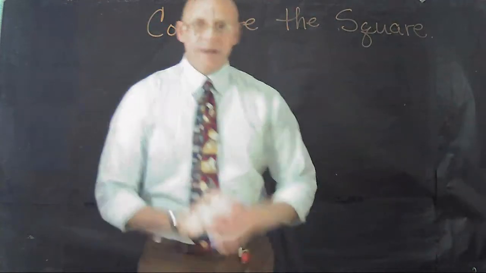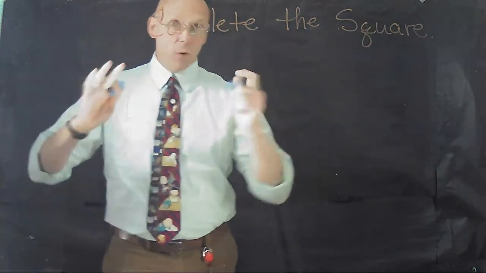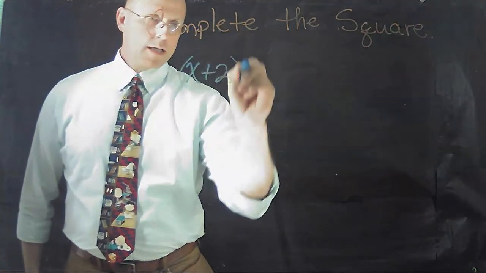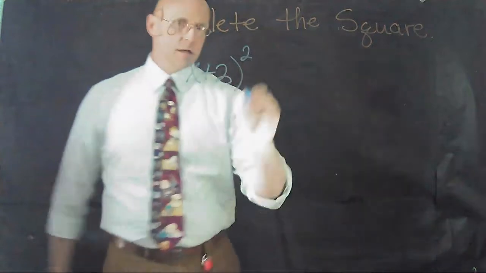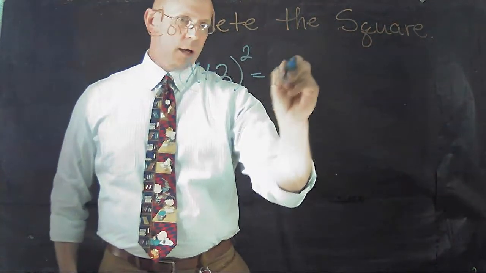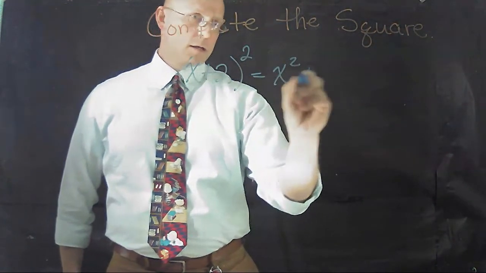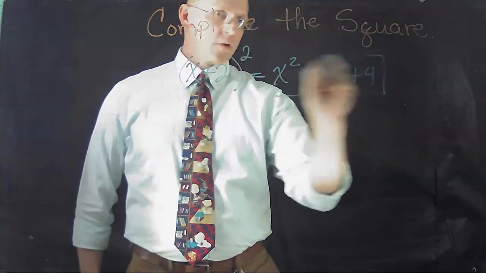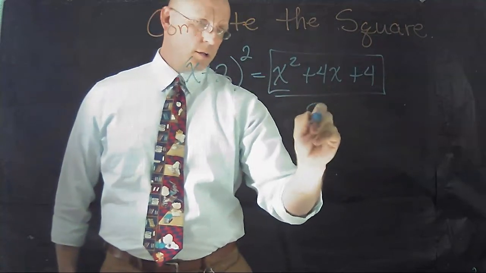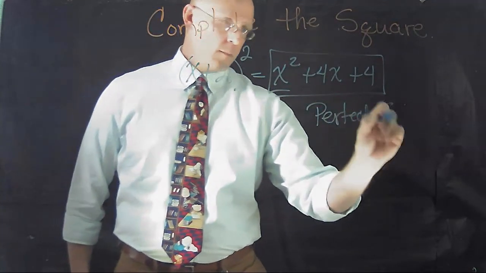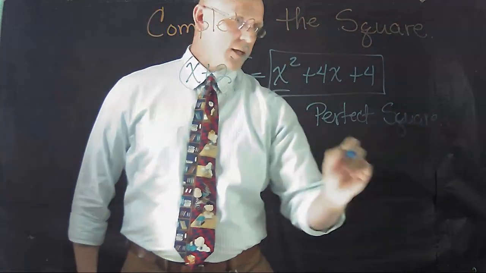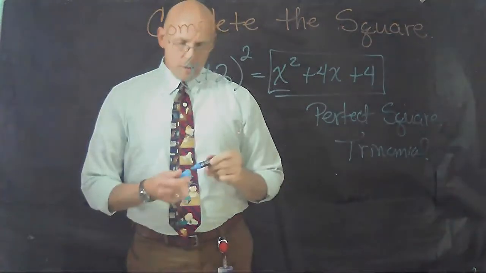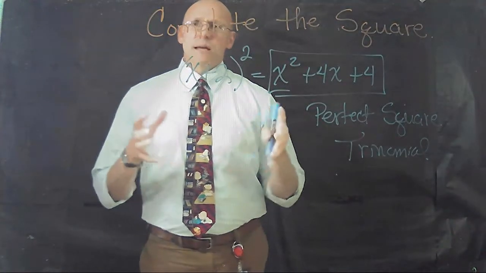So everyone in here should know the following. By now, we should all know, if I were to give you something like x plus 2, the quantity squared, and I asked you to expand this, we would square the first term, x squared, multiply these and double it, and square the last term, and we'd get this. This is referred to as a perfect square trinomial.